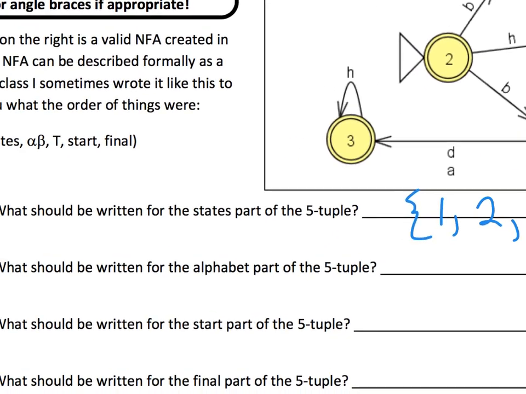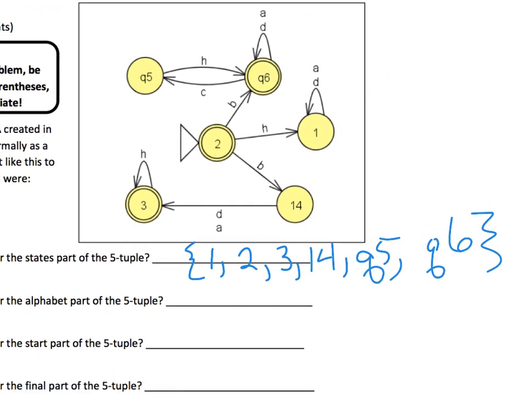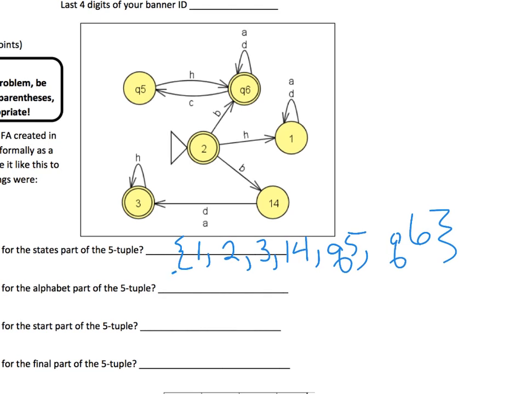And then the next question is what should be written for the alphabet part of the 5-tuple. So again, it's going to be a set, and we just need to kind of look and say what letters are in here. So I see an A, I see a B, are there? Yeah, there's a C, there's a D. I don't see any E's or F's or G's, but there's a bunch of H's for no apparent reason. Okay, and that's also a set.